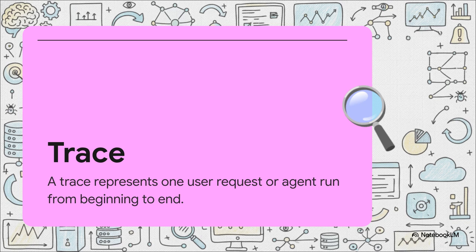Think about it. An agent request is a highly complex workflow. It's classifying intent, it's querying a vector database, maybe pinging an external business API, and validating everything against safety rails. You absolutely cannot just look at the final answer anymore. You need that full end-to-end execution record.